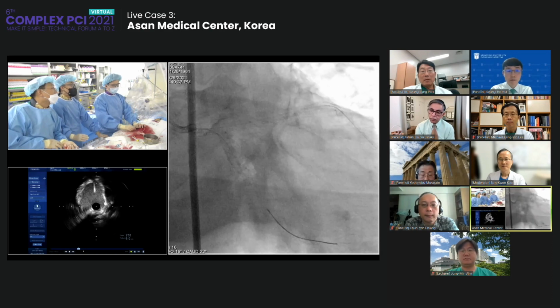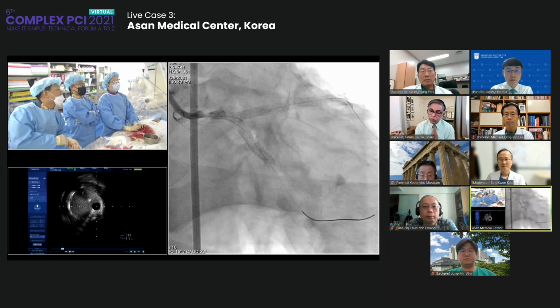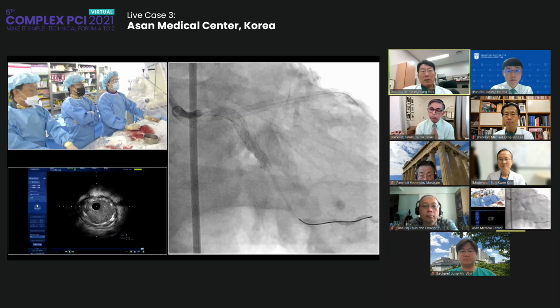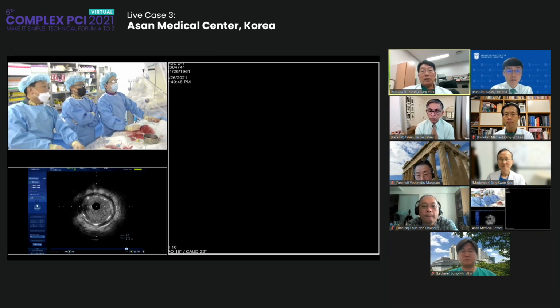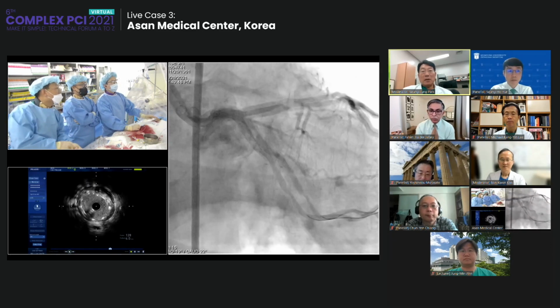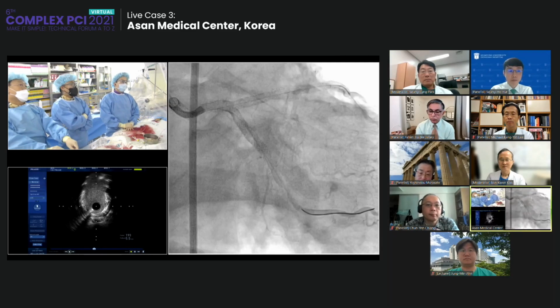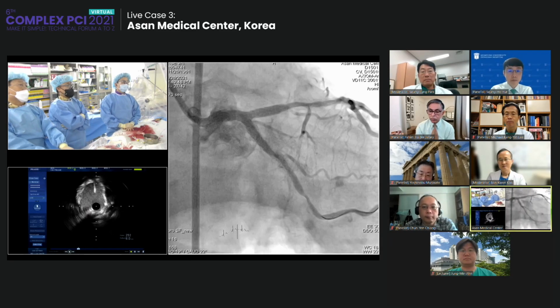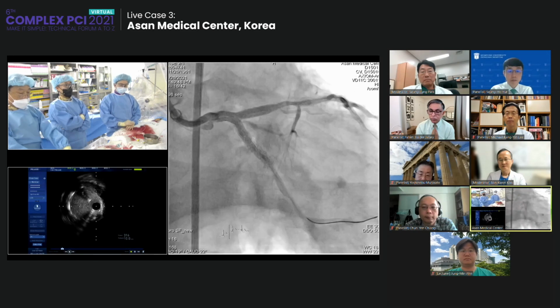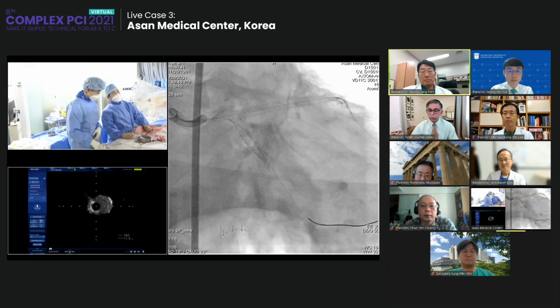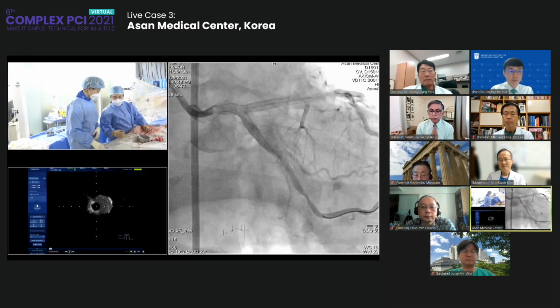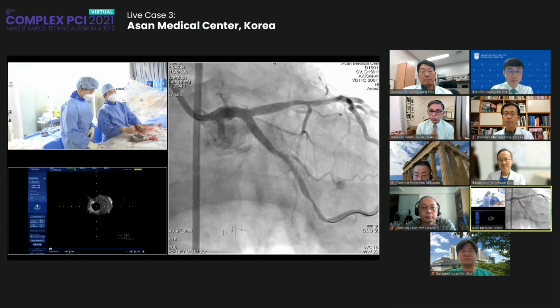Okay, angio. Okay. All right. I think it's a perfect case. So I think this case is a very nice example for the imaging and physiology guided PCI case. We have a very hot discussion point, and the final result is excellent.